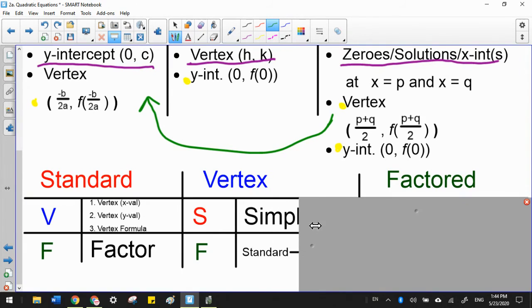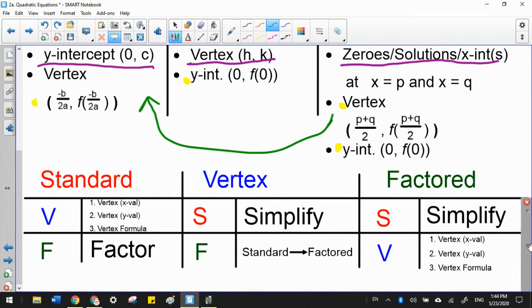For vertex form going to standard form, that's the easiest one. You just need to simplify everything, like distribute, simplify, combine like terms, and then you've got standard form. From vertex to factored form, you have to first turn the vertex into standard form and then factor the standard form until it gets to factored form. For factored form, to get to standard, you just do it like the vertex form. You distribute, combine like terms until it looks like standard.